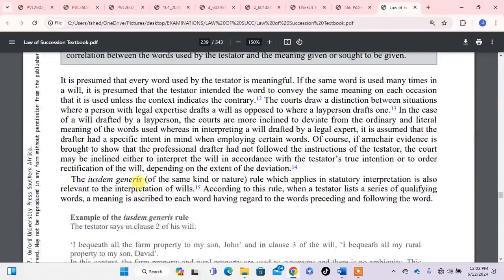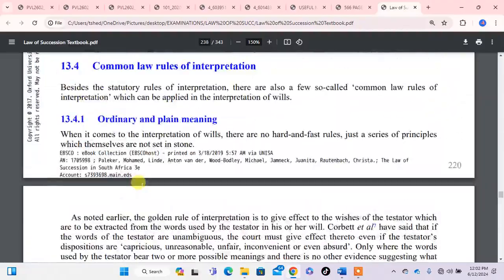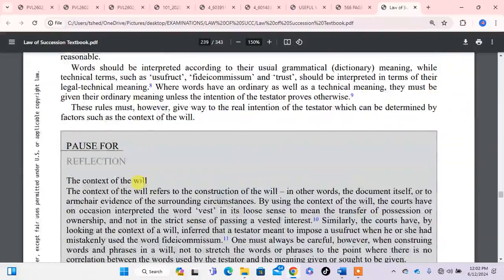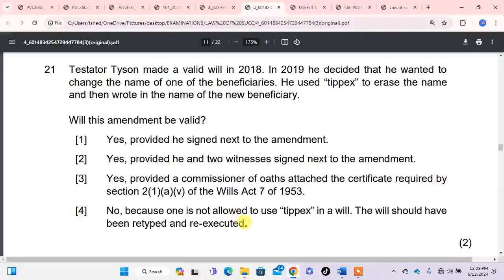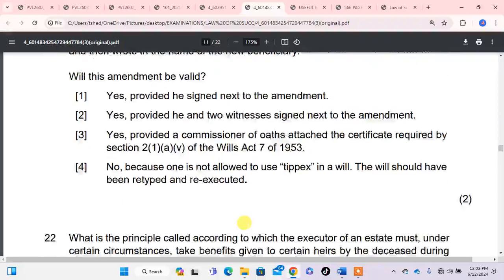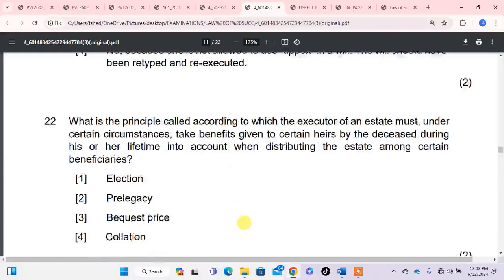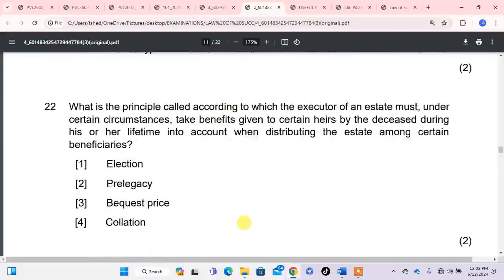Then you go and read about the ordinary and plain meaning, and how the will must be drafted. It's very important for you to read. Then you will understand that no, because one is not allowed to use Tipp-Ex in a will, it should be retyped or re-executed in order for that will to be valid.